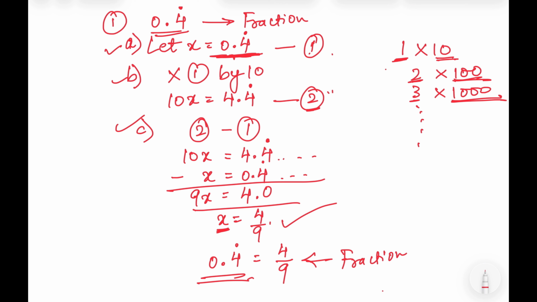Now let's take up one more example, a little tougher to understand than this. That was an easy one. Let's take up one more example. So the number here is 0.031. So here 3 and 1 are recurring. Okay. So here 3 and 1 both are recurring, and there are 3 numbers after the decimal point.